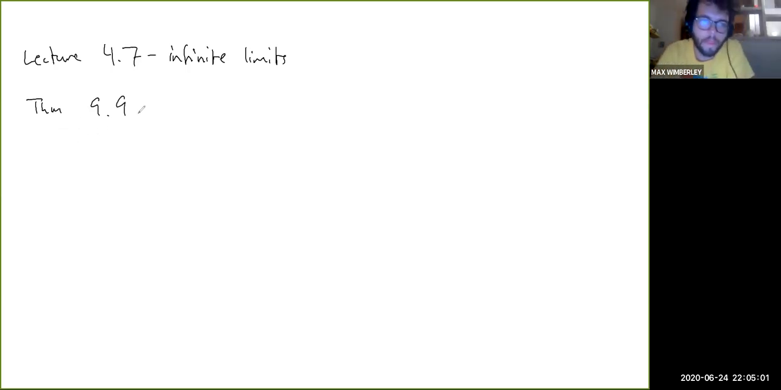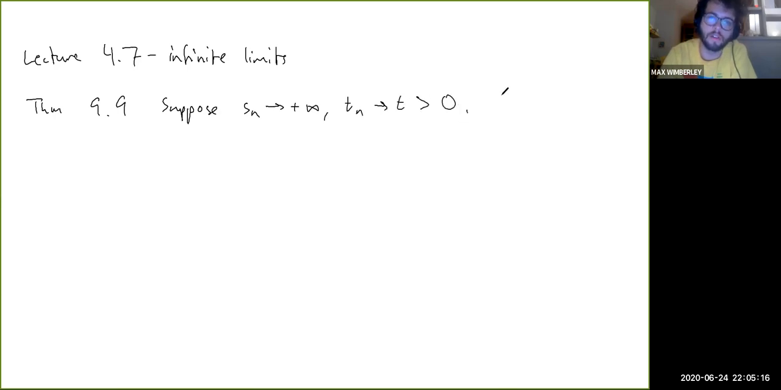Suppose Sn diverges to positive infinity and Tn converges to a number T which is greater than 0. Then SnTn also diverges to positive infinity. So this is basically the product theorem for sequences adapted to the situation where one of the sequences goes to positive infinity. You could prove variants where this one goes to negative infinity and this one goes to a positive number, and the result would go to negative infinity. Or vice versa. There are, I think, 8 different possibilities.